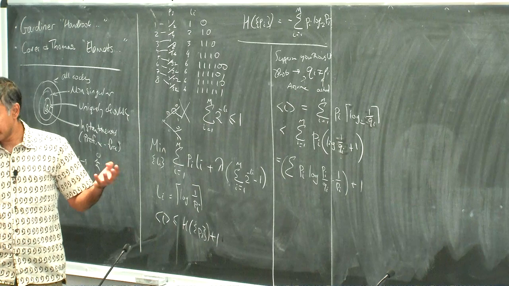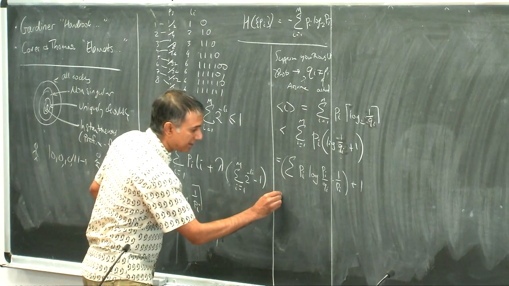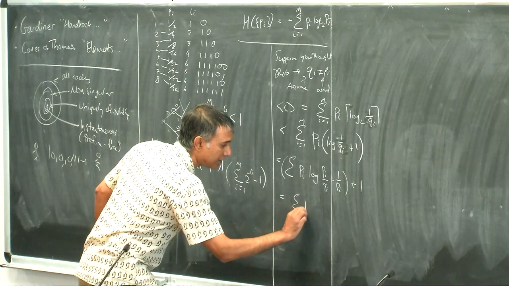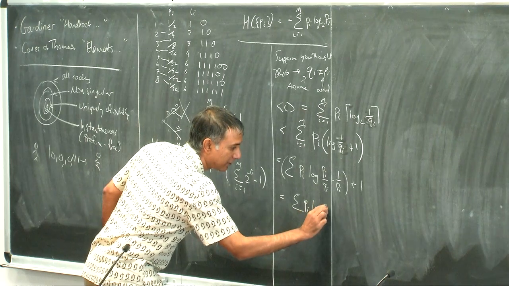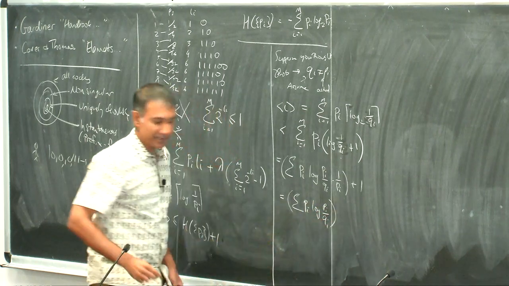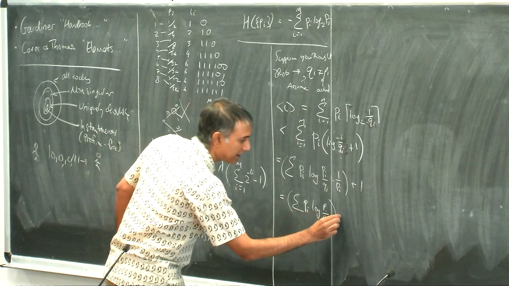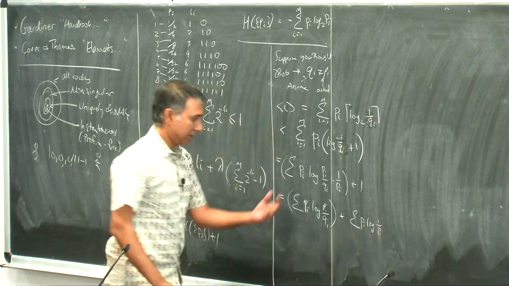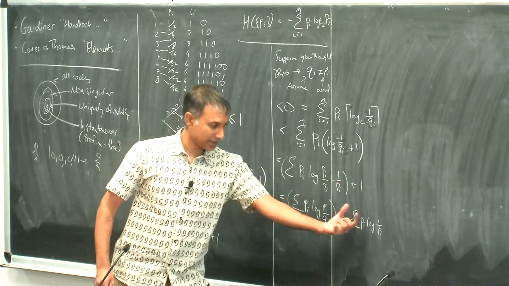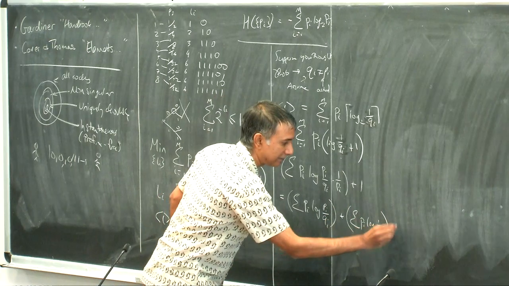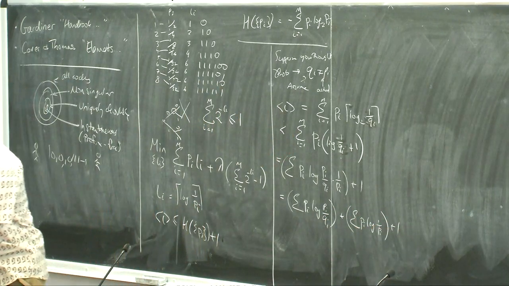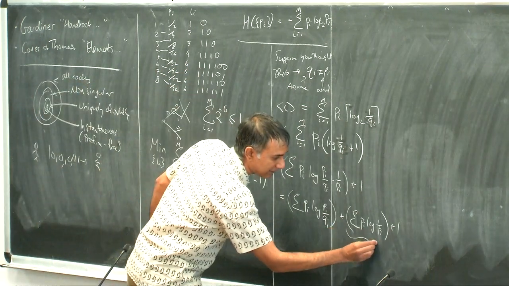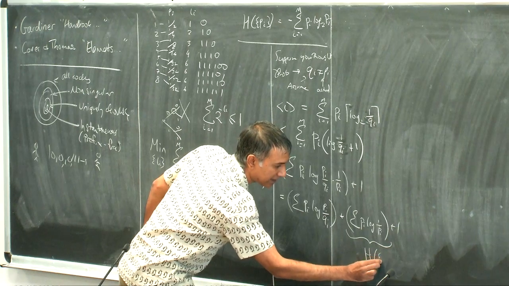The reason I'm writing it like this is very important, because this thing can then be split into two pieces. This is the sum of PI log PI over QI, and I'm going to keep that as one piece. And then you get the sum of PI log 1 over PI, because the log of this times this is the log of this plus the log of that. Plus 1. So, after going through these little mathematical manipulations, this thing we already recognize. This is H of all the P's.